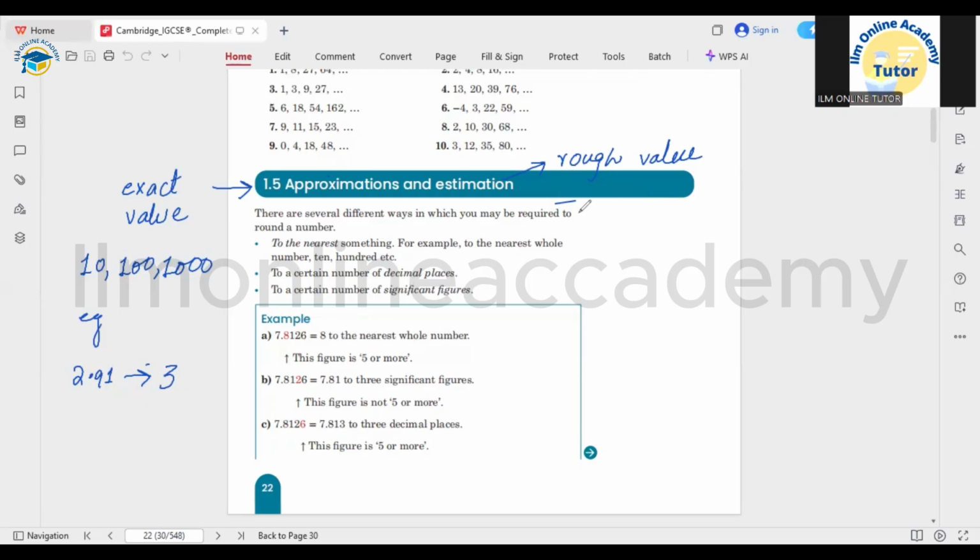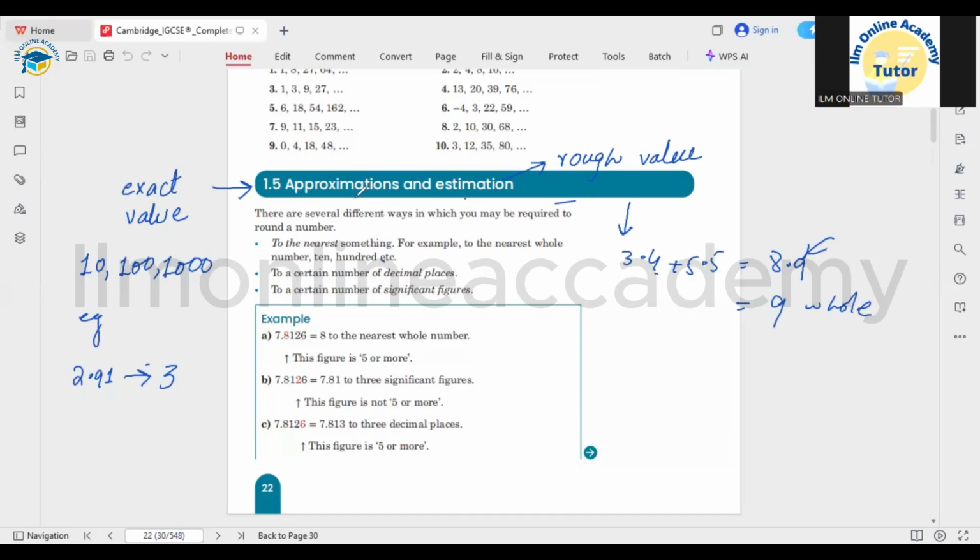But estimation is a calculated answer that we sometimes need to round off. For example, we know that 3.4 and 5.5, if we add them both, will be 8.9. But the estimated answer for this will be 9. Like I round it off to the nearest whole number, or you can even round it off to one decimal place as well. So basically this is the difference between approximation and estimation.